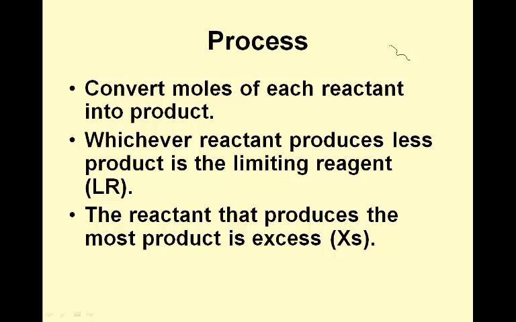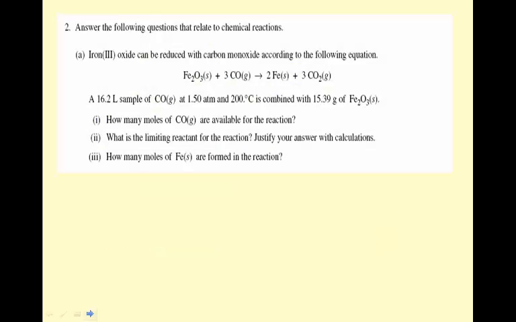That makes me happy. For a limiting reagent, we're going to convert moles of each reactant into product. Whichever reactant produces less product is the limiting reagent, which we abbreviate LR. The reactant that produces the most is the excess reagent. So let's do that. All right. So this is a real AP question. Iron 3 oxide can be reduced with carbon monoxide according to the following equation. 60.3 liters.